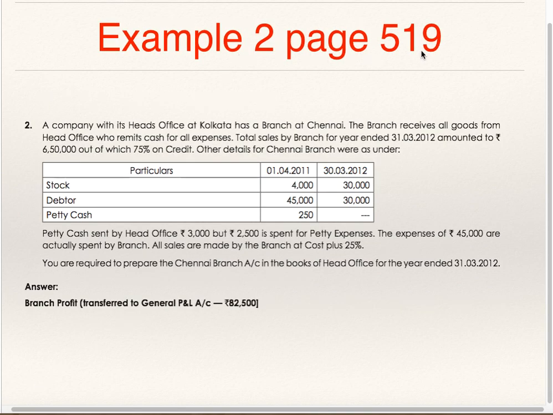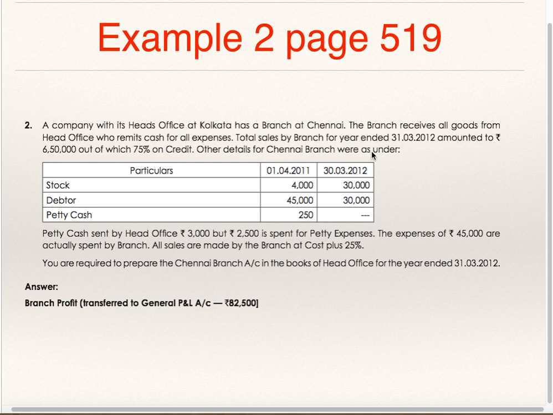Example 2, page 519. A company with its head office at Kolkata has branch at Chennai. The branch receives all goods from head office who remits cash for all expenses. Total sales by branch for the year ended 31st March 12 amounted to 6,50,000, out of which 75% on credit. These are total sales, 75% are credit sales, 25% are cash sales.